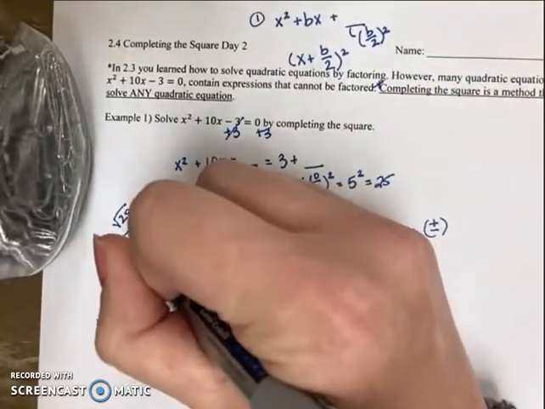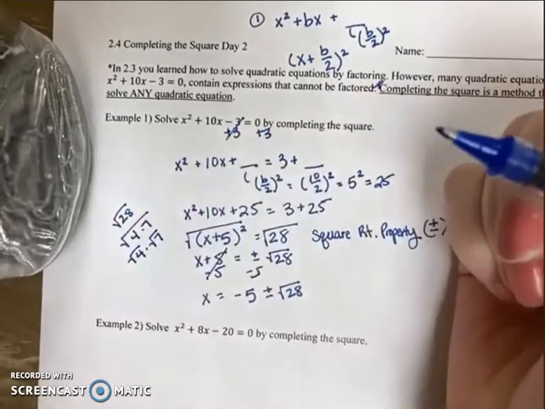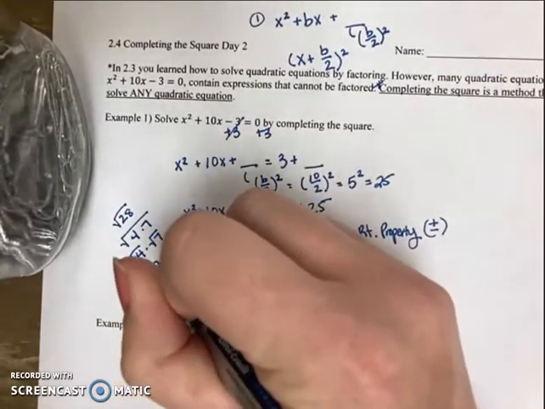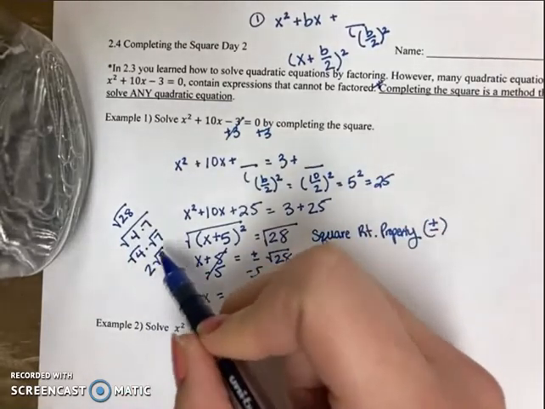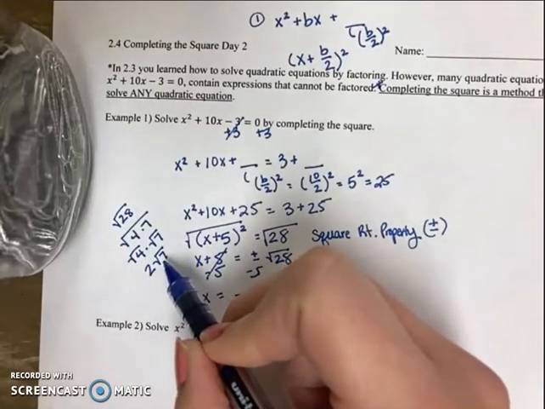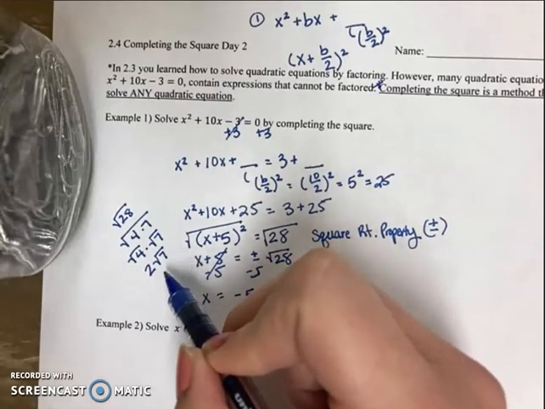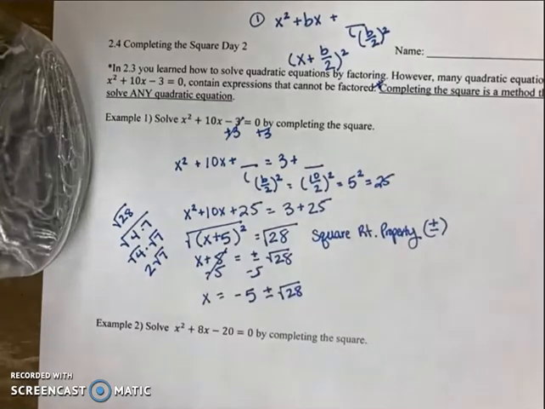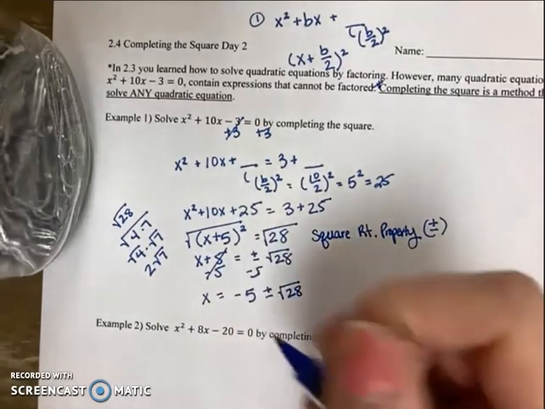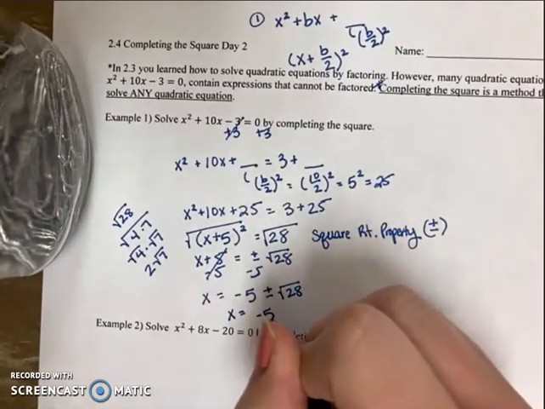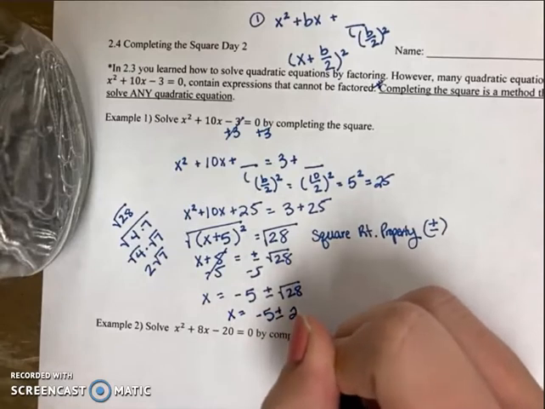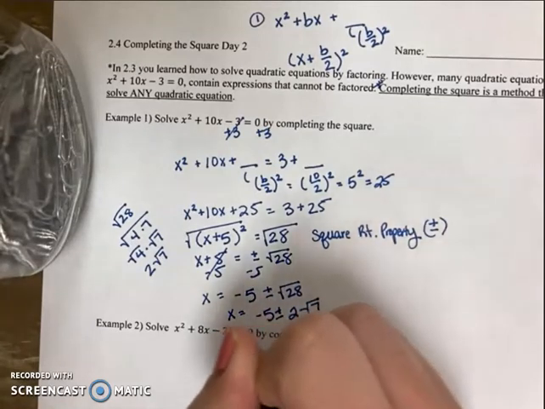So the square root of 4 times the square root of 7. The square root of 4 is 2, and the square root of 7 is just root 7. Let's make sure that I've simplified it all the way. The factors of 7 are 1 and 7, and none of those are perfect squares other than 1. So yes, it is simplified all the way, meaning my final answer is negative 5 plus or minus 2 square root of 7.